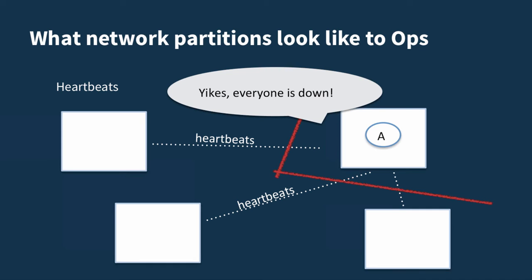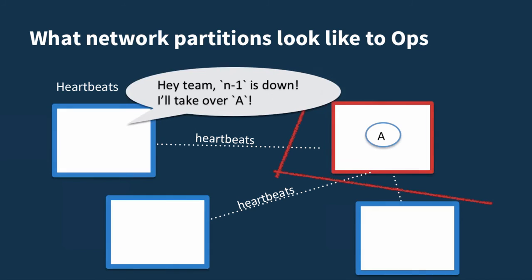But then this one node gets split off because of a network partition. And it can't see the other three. And it doesn't know what to do as a result of that. So if we sit there and we say, all right, hey, team, we lost one of our nodes.